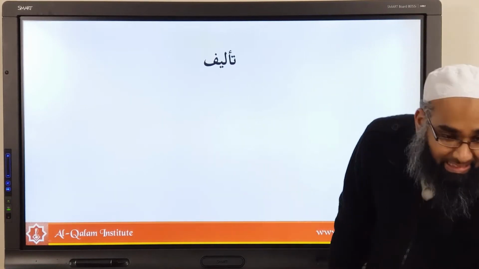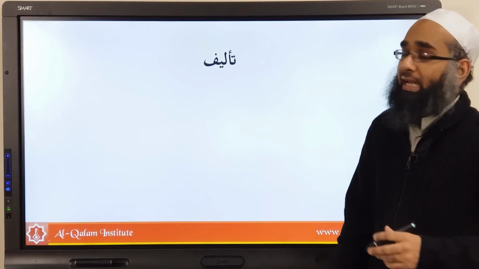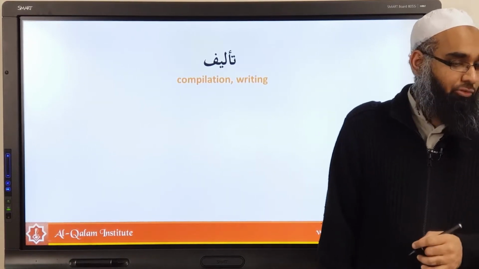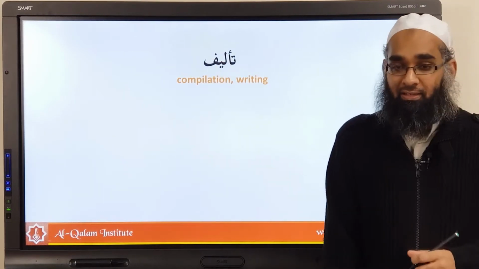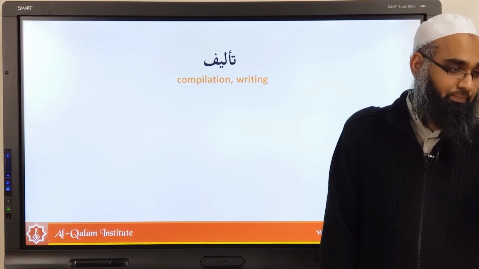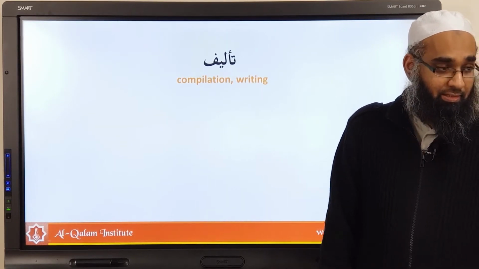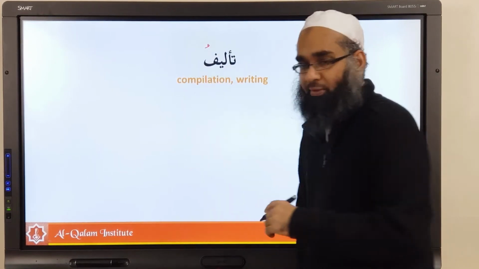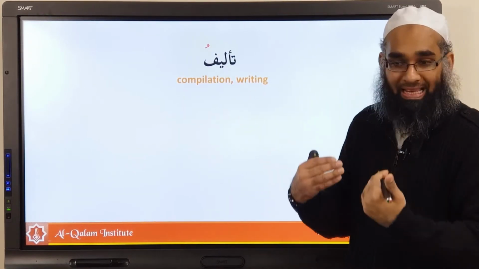So we have here ta'leef. Under the main heading of the book, you see ta'leef. What does ta'leef mean? Compilation and writing. How do you read this? Ta'leef, fa, fi, fu. Why fu? Use the default. Because the default, you say Ta'leefu, which means this book is a compilation of who?